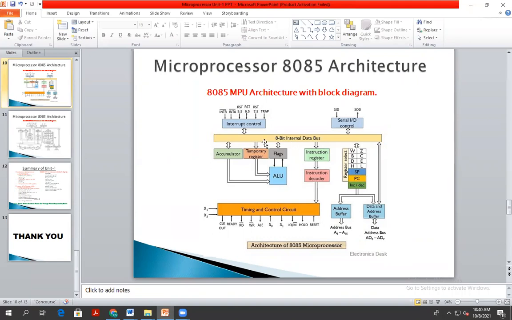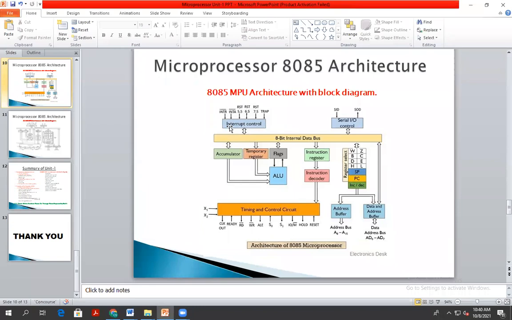So in that, we are going to use all the interrupt control signals. Yes, just now you came to know these pins: INTR, INTA, the interrupt acknowledgement, then RST 5.5 to RST 7.5, and the TRAP signal. So these signals we have to use for interrupt control purposes.